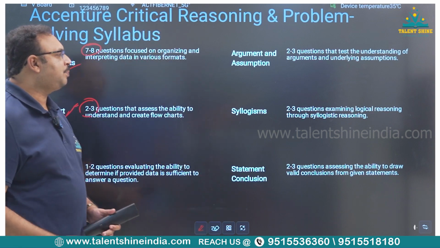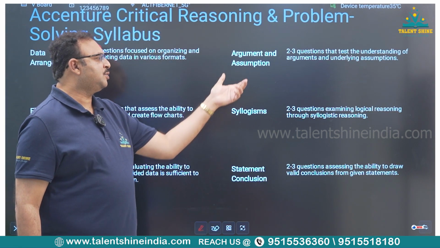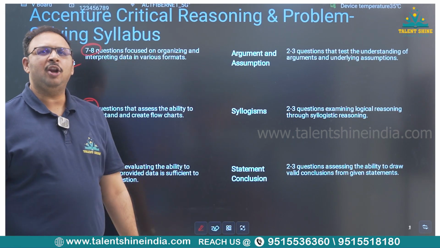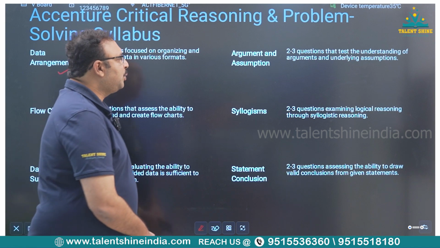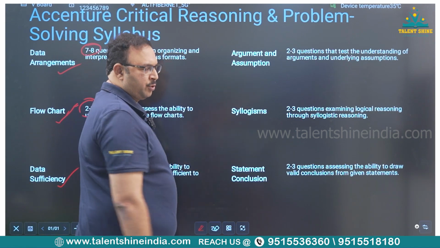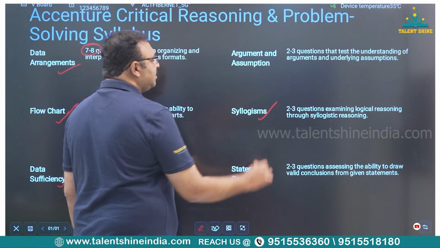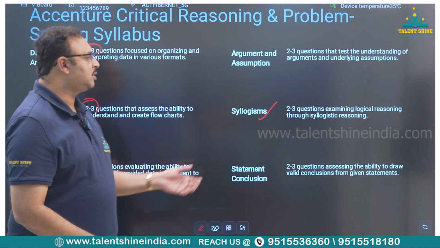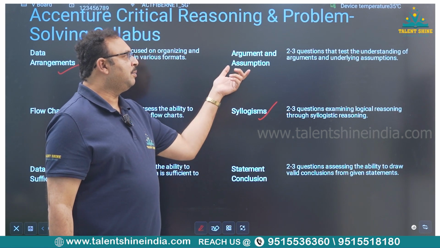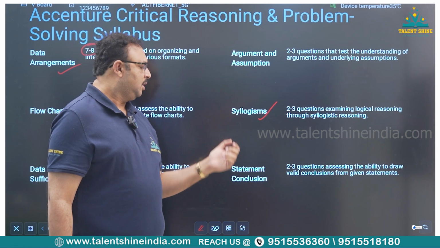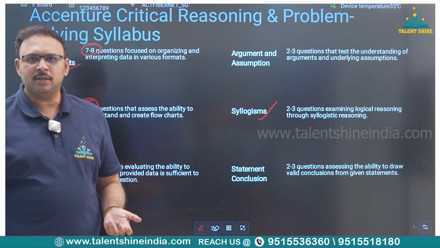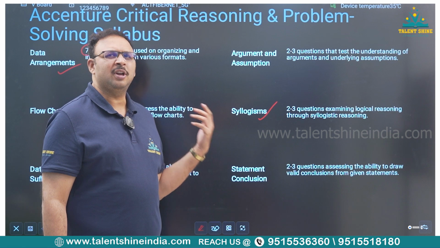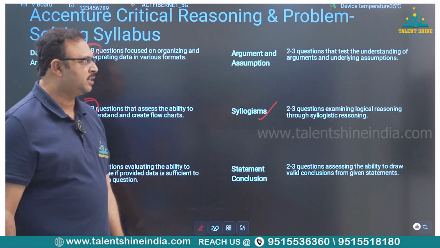Now come to the next part. Here, arguments and assumptions, syllogisms, statement and conclusions. This part is completely logical deductions. From this part, we can expect overall 6 to 8 questions. Especially from syllogisms, they are giving minimum 2 questions. And from the remaining assumptions and arguments, conclusions, they are asking 3-4 questions here. We can expect totally 6 to 7 or 8 questions here.